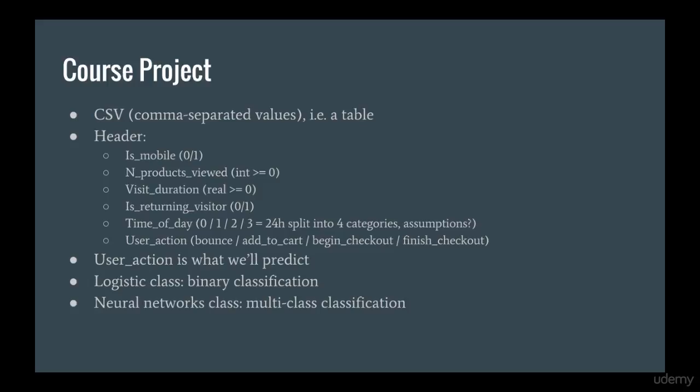The next column is visit duration. This will tell us how long, in minutes, a user was on your site. This is also numerical data that is greater than or equal to 0, but they are not integers. The next column is returning visitor. This is another binary variable, 0 if the user is a new user, and 1 if the user is a returning user. The next column is time of day.